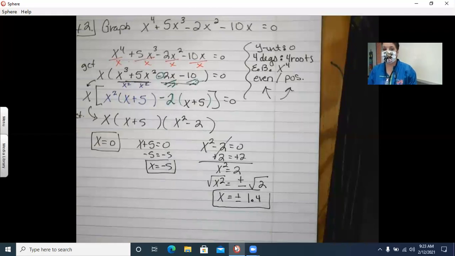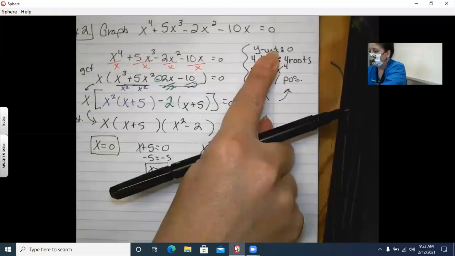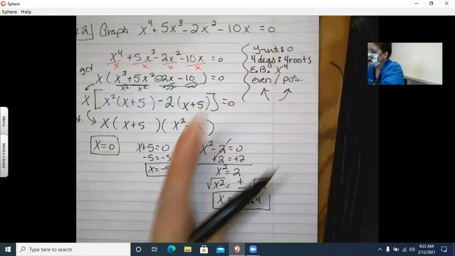So am I ready to graph? Yeah. Do any of my solutions repeat themselves? No, they all only occur once, right? So there's not going to be any bouncing. I don't have to worry about any bouncing going on. Nothing's going to repeat itself because they all only occurred one time. And I know my y-intercept was 0. And I know my 4 x-intercepts. So I'm going to draw my graph, keeping those numbers in mind.